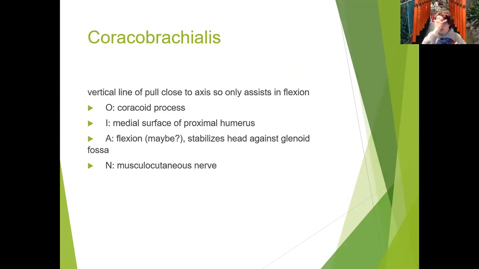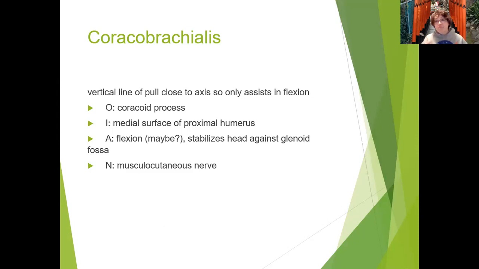The coracobrachialis, I don't even have a picture of it. It goes from the coracoid process to the medial surface of the proximal humerus. It barely has a line of pull for flexion. It's more of a stabilizer. It stabilizes the head of the humerus against the glenoid fossa. So maybe it does flexion, but it's more of a stabilizer than anything.